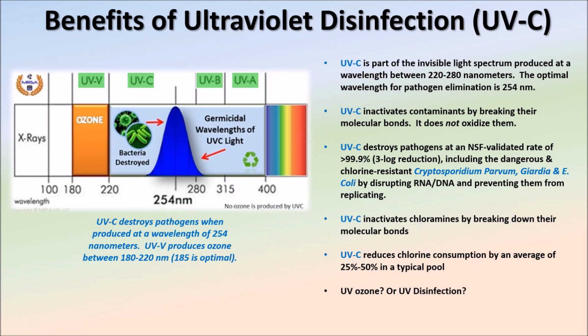wavelength range between which ozone is created from atmospheric oxygen. UVV rays are not germicidal in and of themselves, although ozone is. UVC rays are germicidal in and of themselves, but they do not produce ozone. Confused yet? Well, the point is, it's important for us to understand the difference in ultraviolet radiation as it applies to varying wavelengths and what it does at those different wavelengths.